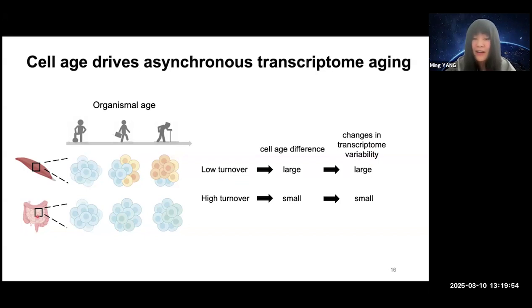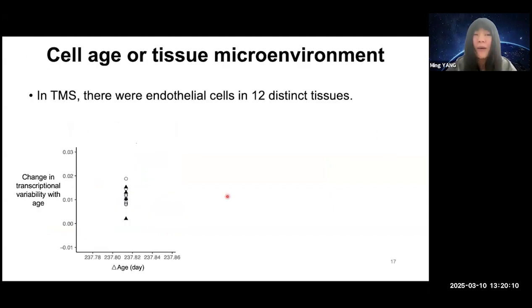And for organs with a high turnover rate, because the cells keep replacing themselves, the cell age does not change that much, irrespective of the organism's age. So the cell age difference is pretty small between young and old, and we also see trivial changes in the transcriptome variability space. So what about the cell types that are the same cell type but reside in different tissues?